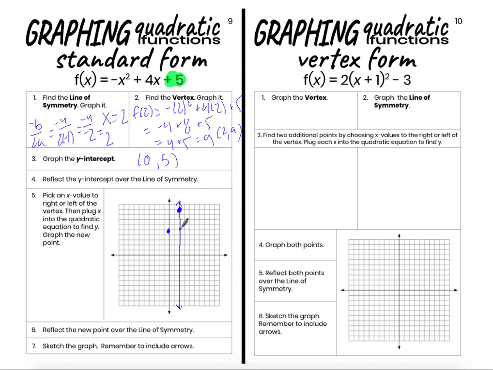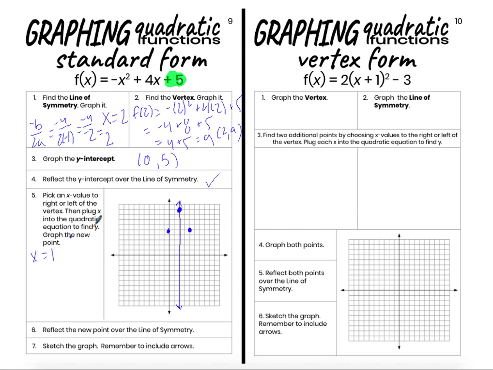So we did this with absolute value functions. This y-intercept is 2 to the left of the line of symmetry. So recognizing that symmetry, we find this additional point. So now we have 3 points on our graph, 2 to the right of the line of symmetry. The last step for graphing from standard form is to pick an x value to the right or the left of the vertex and plug it in. So we could plug in x equals 1 or x equals 3.